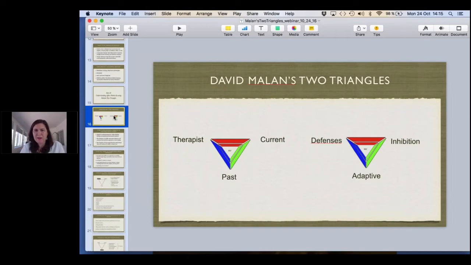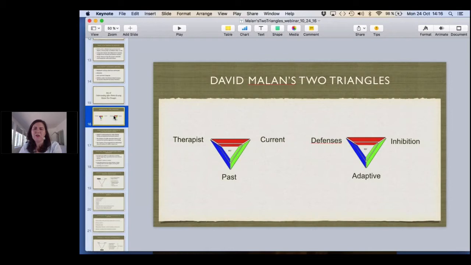And so if you see here, we have the therapist over in the left-hand corner, the past at the bottom, and the current in the right-hand corner. This is the triangle of person, and it refers to the origin of the defenses. Okay, so if you move over to the right, you see defenses on the left, inhibition on the right, and adaptive on the bottom.